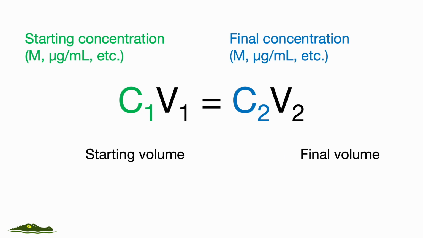Typical units are molar, micrograms per milliliter, etc. C2 is the final concentration. Try to use the same unit as C1 to make the calculation easy.